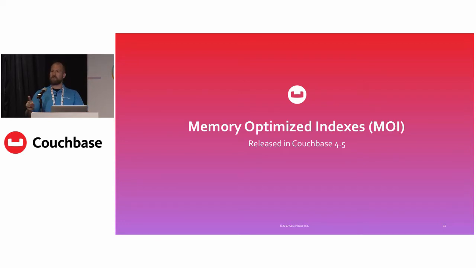The question is, can you replicate from an ephemeral bucket to a Couchbase bucket? The answer is no. The buckets need to be the same type across various clusters. Can you have a Couchbase bucket and an ephemeral bucket in the same cluster? The answer is yes.